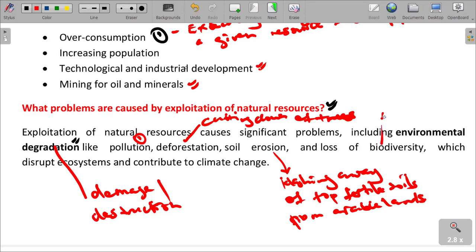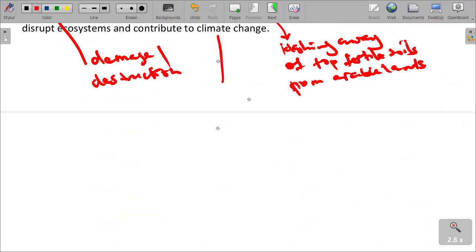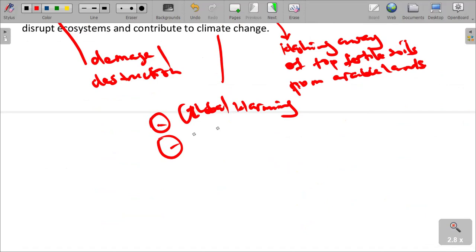biodiversity. We talk about the disturbance of natural ecosystems, the variety of nature, the variety of living organisms. That is biodiversity, and its loss disrupts ecosystems and contributes to climate change. We talk about quite a lot of problems that we are having now. Climate change results in global warming, which is one other problem that we have.